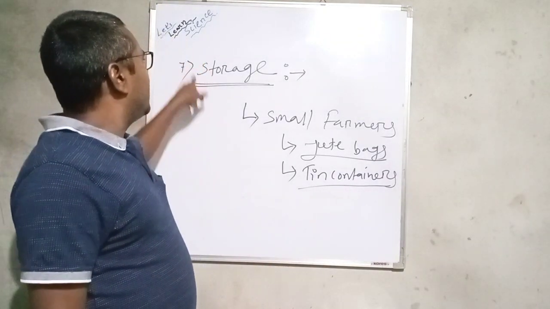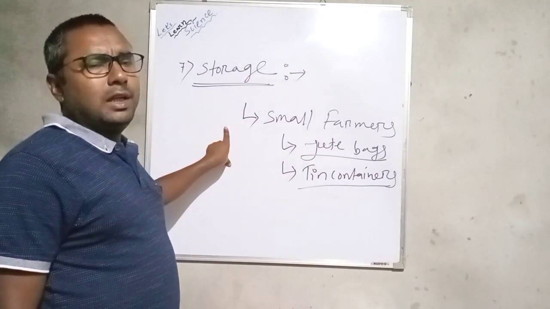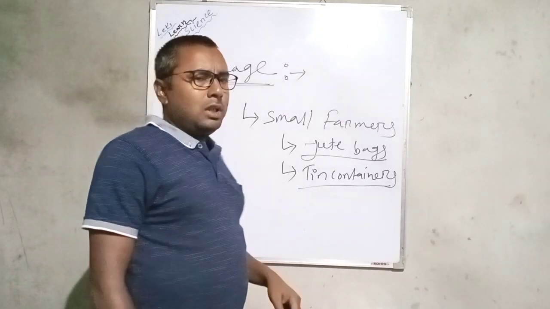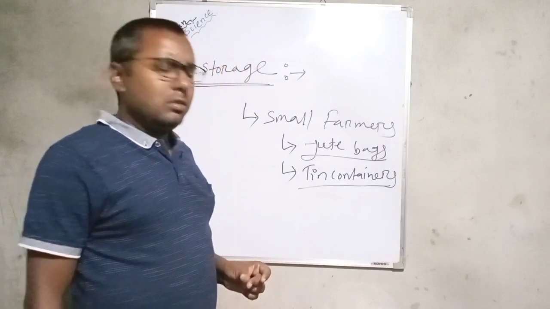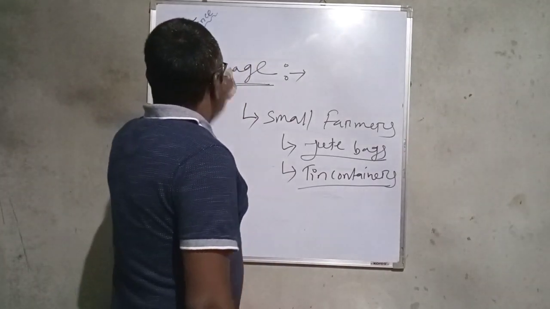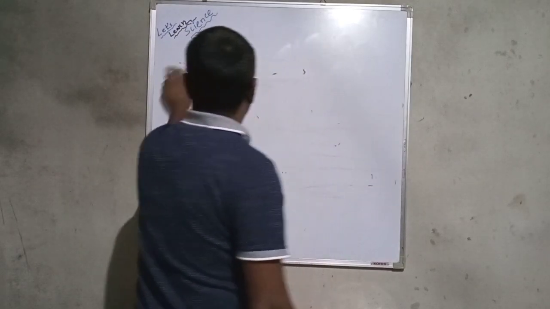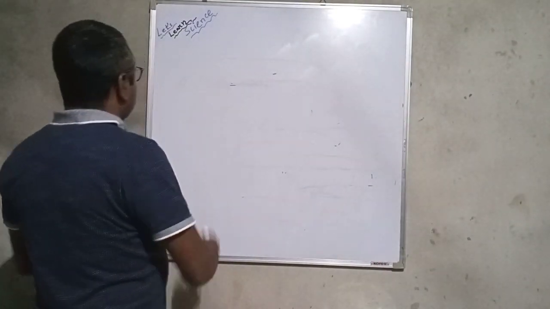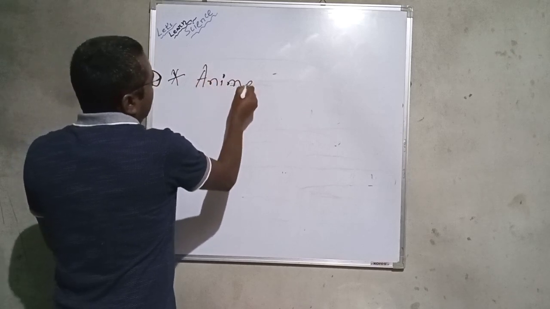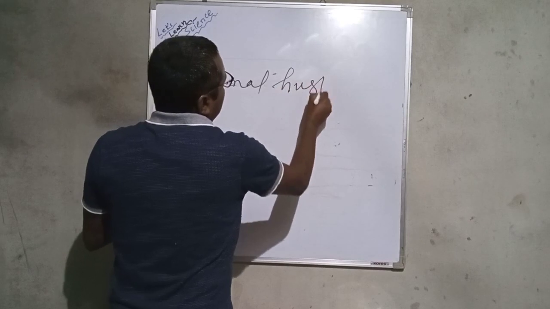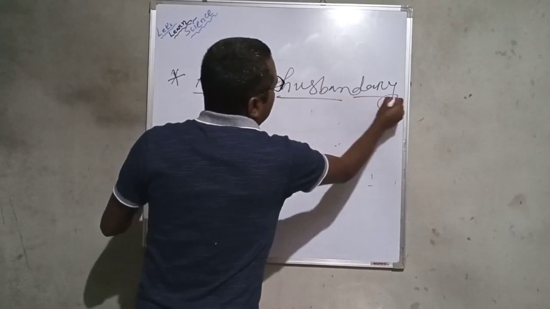These are all the agricultural practices associated with agricultural activities. Besides that, in your first lesson, another topic is given. Let us see what it is. The most important topic given is animal husbandry.